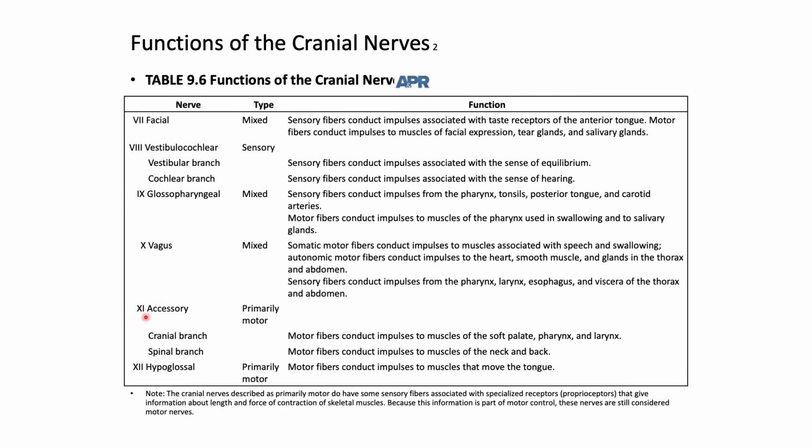Cranial nerve number 11 is called accessory nerve. This provides motor inputs to muscles of pharynx and larynx, but also muscles of the neck and back. And finally, cranial nerve number 12 is called hypoglossal nerve. It provides motor inputs to muscles that move the tongue.